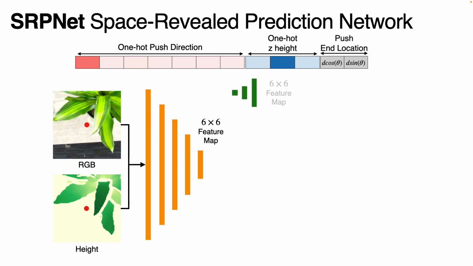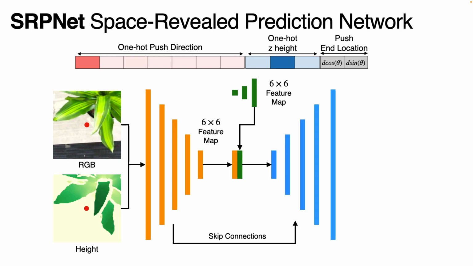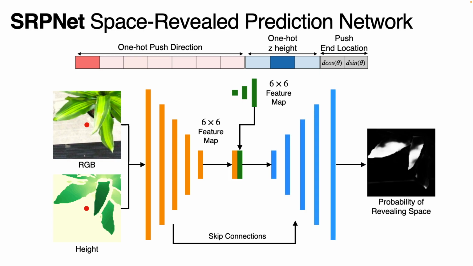The action representation is mapped to a 6x6 feature map and concatenated with a feature from the encoder before passing to the decoder. The decoder outputs an image that is the same dimension as the input, where each pixel represents the probability of revealing space by the input action. We use this prediction along with previously revealed space to compute the new space revealed.